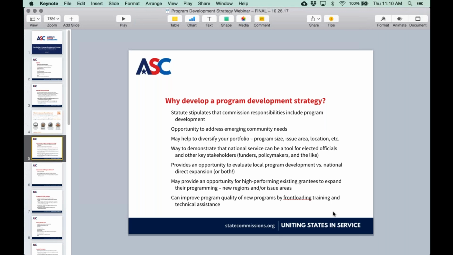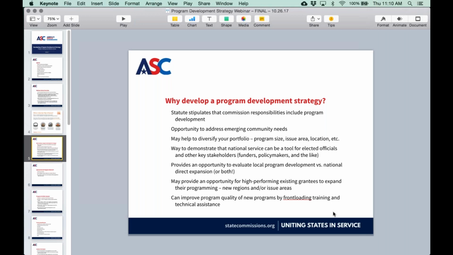It also can provide an opportunity for high-performing existing grantees to expand their programming, either into new regions or into new issue areas. We know a lot of high-performing programs are having that conversation internally, but it's also an opportunity for you as a commission to say, hey, we really want to expand in this particular area or this geographic area or this issue area. X program, would you be interested in being part of that strategy to help us with that? So I think that's also another important thing to think about in developing a strategy.